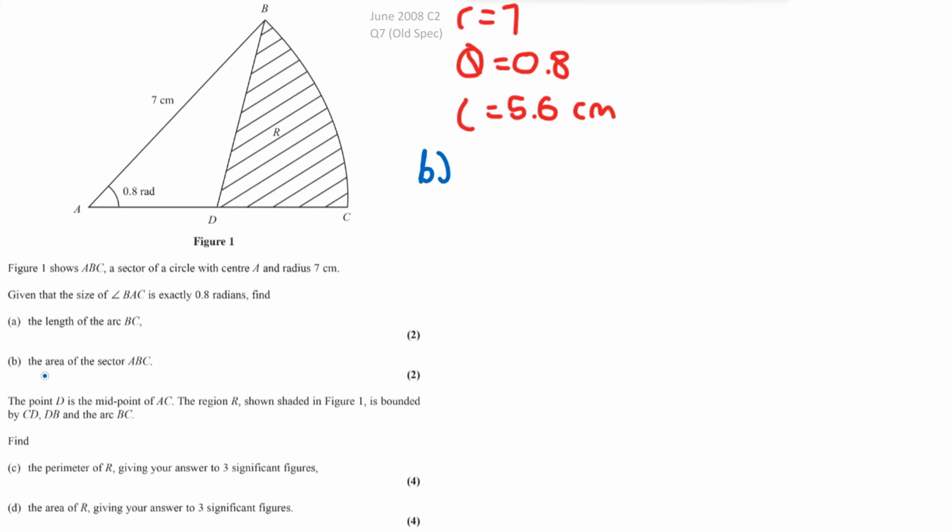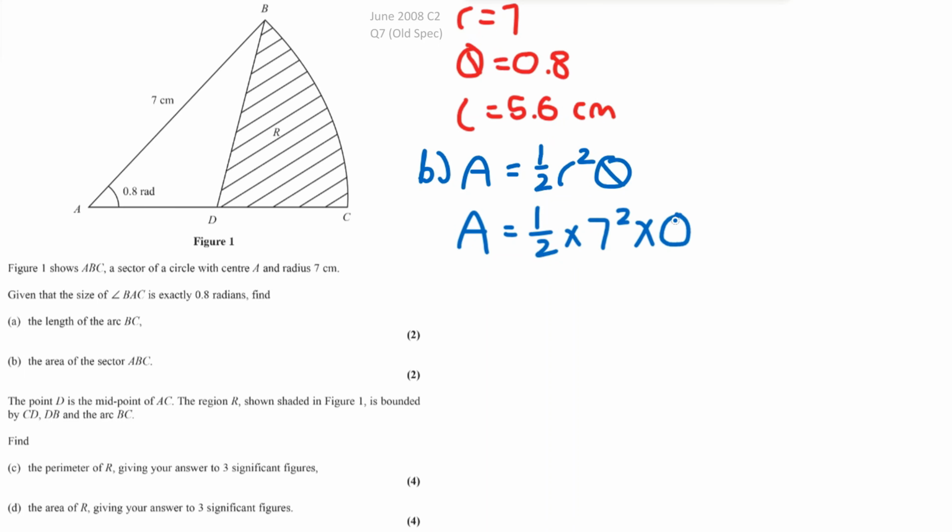And then for part B, we need to find the area of the sector ABC, which is very easy. The area is equal to half r squared theta, and we've already talked about what r and theta are. So therefore the area is equal to half times r squared, which is going to be 7 squared, times theta in radians, which is 0.8. So therefore the area, if you put it into a calculator, is equal to 19.6 centimeters squared.